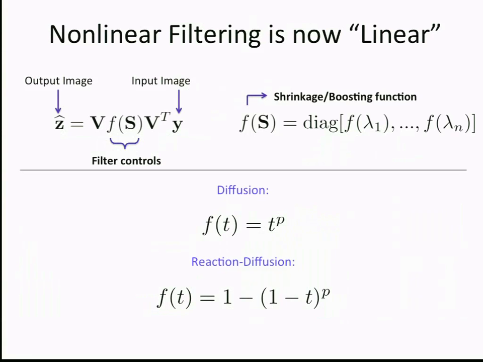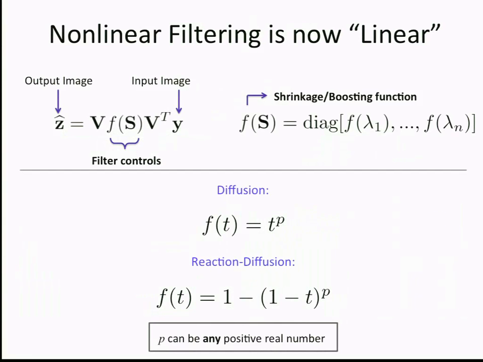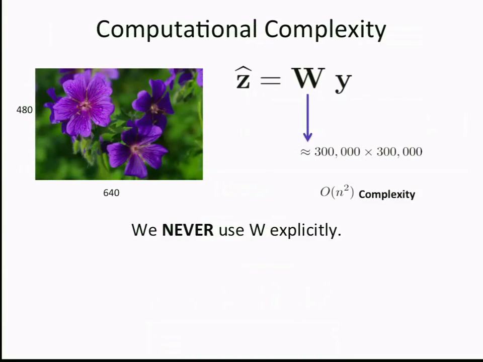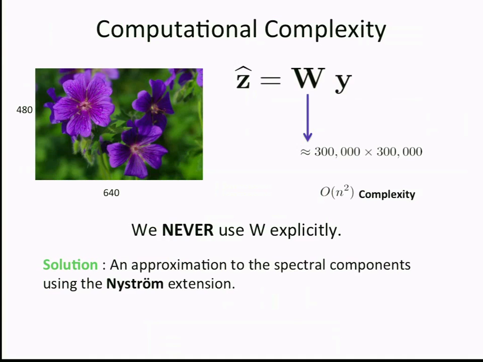So these two functions, t to the p and (1 minus t) to the p, simply give you the diffusion and the reaction diffusion. The slightly cool thing here is that this p can actually be any positive real number. So you don't need to run the filter an integer number of times. If you run it twice, then p would be equal to 2. But here, you can set p to be any real number. OK, so as I said, we never use the matrix W explicitly. So exactly how do we do this in practice in a way that makes sense?